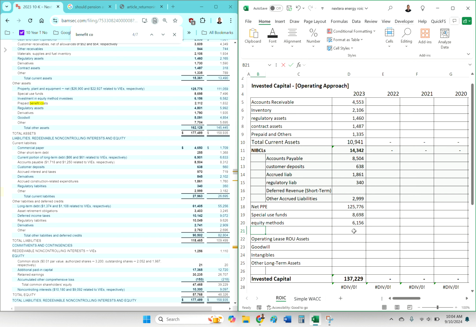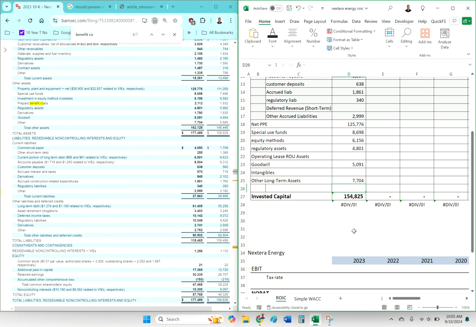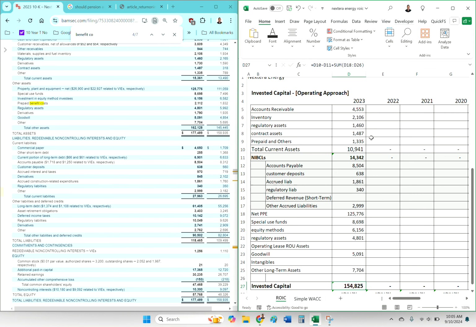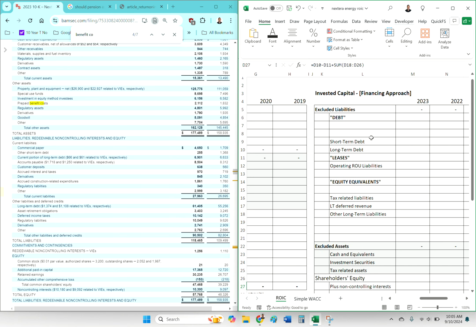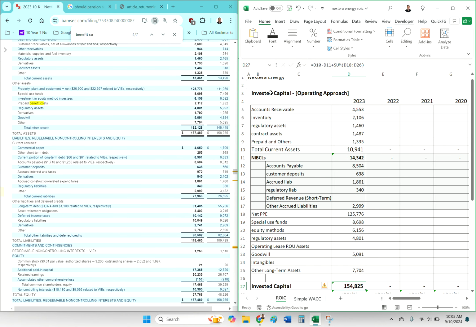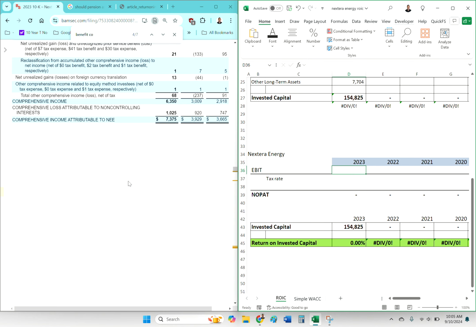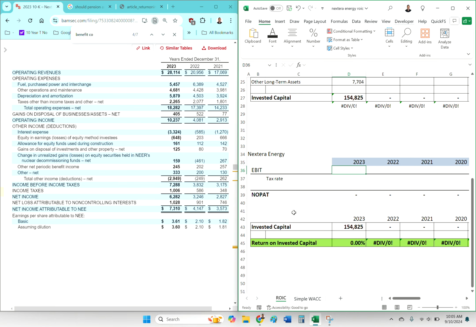Regulatory assets, kind of self-explanatory, should be in there. Remember, we're excluding derivatives, and then we've got goodwill and other long-term assets. Woo, okay. So we have our number. Here's invested capital. Now, because it's a complex balance sheet, you want to check your work. You want to look at the financing approach to this. So remember that. We're going to do that next, and that's why this is kind of hairy.